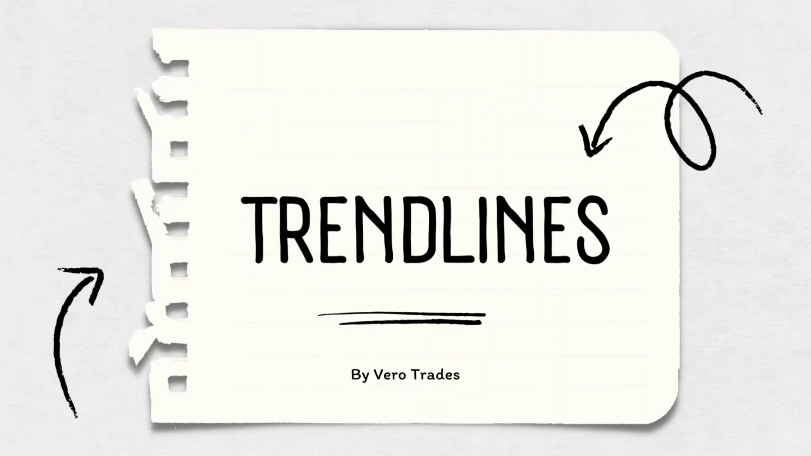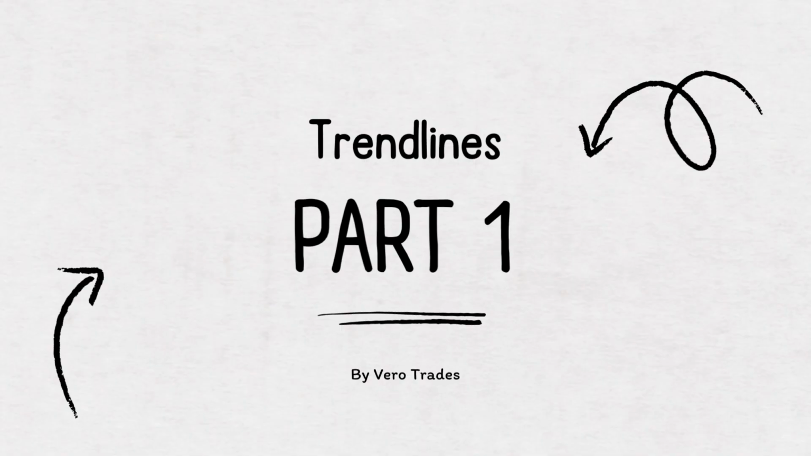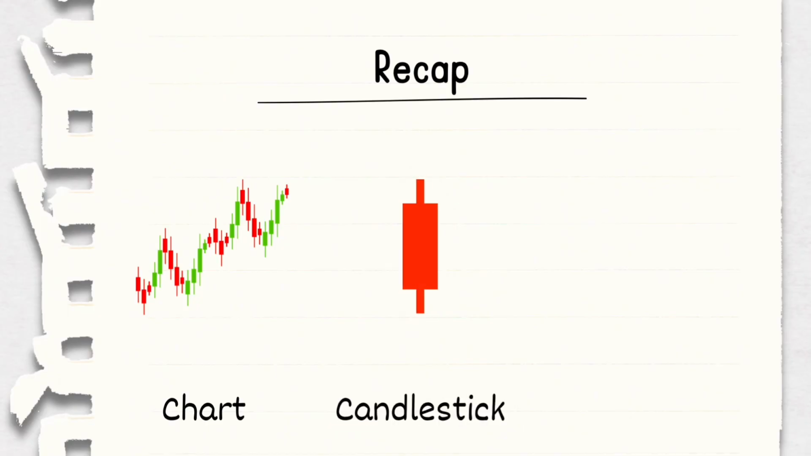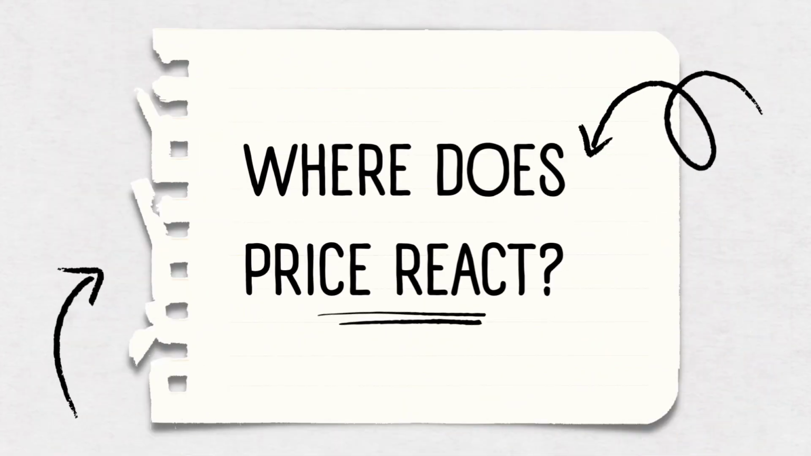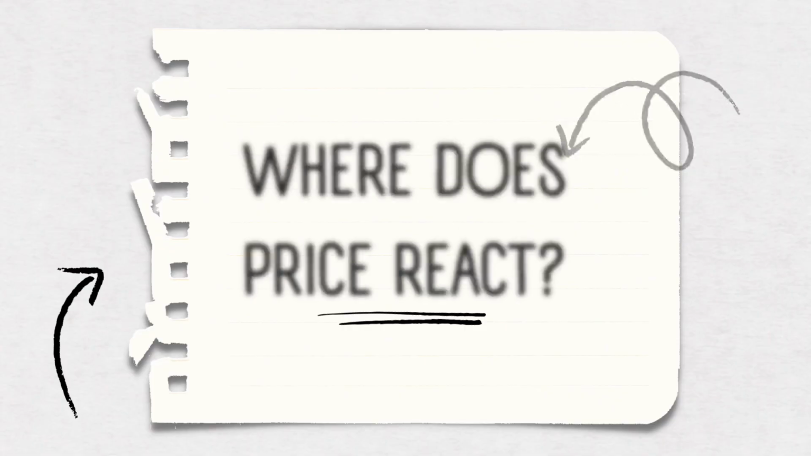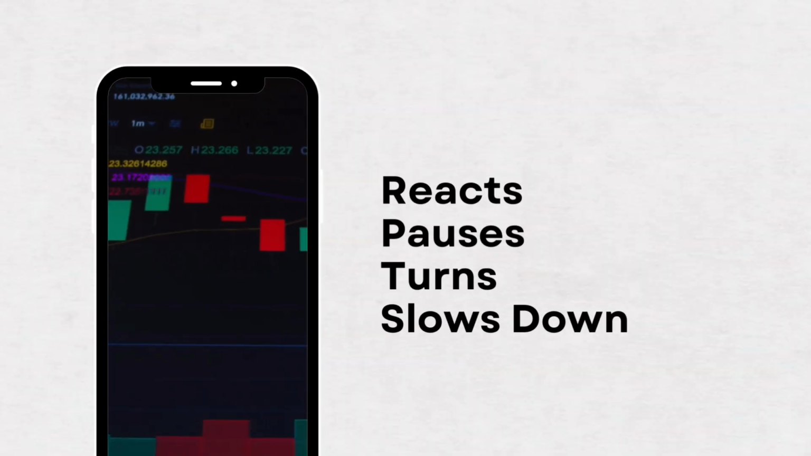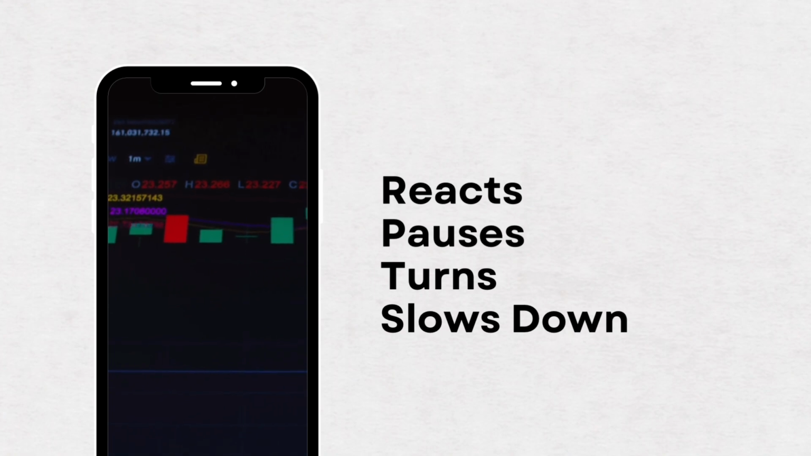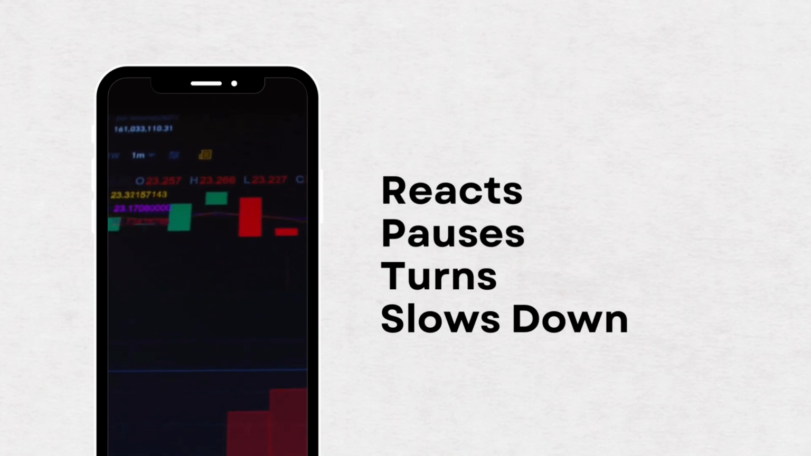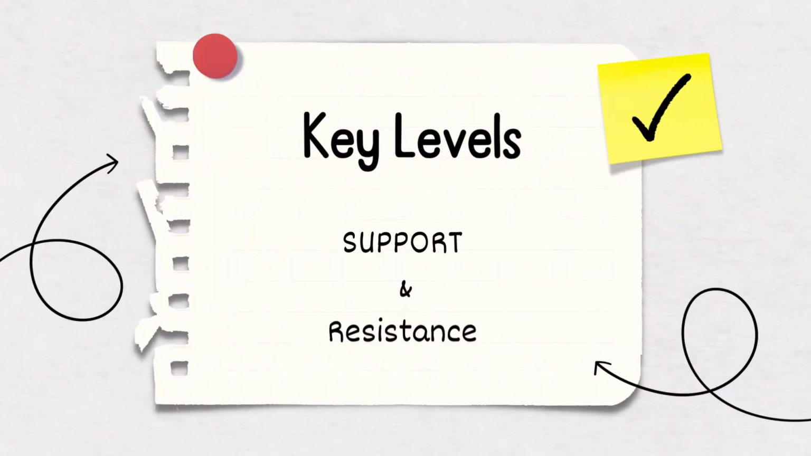All right, now we're getting into something really important. Up to this point, you understand what a chart is, you understand candles, and you understand how price moves and trends. Now we're going to answer this very important question: where does price actually react? Because price doesn't just move randomly forever. It moves when it reacts, when it pauses, when it turns, and when it slows down. And these moments happen at specific areas. Those areas are what we call support and resistance.